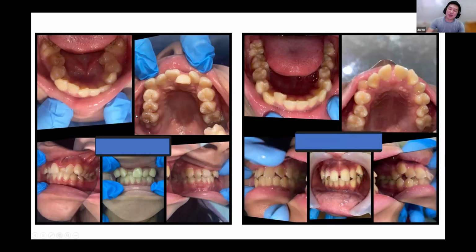Okay, mine is white because I don't wear nitrile gloves. I wear latex. How do you correct the anterior crossbite on the 2-1?